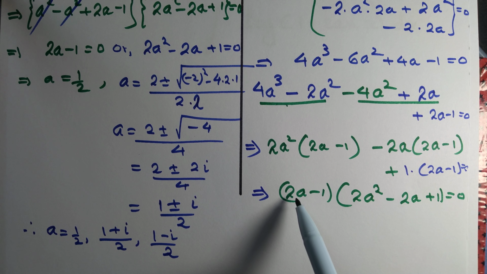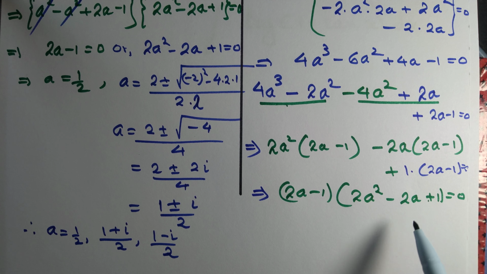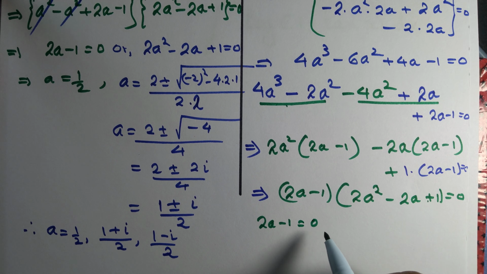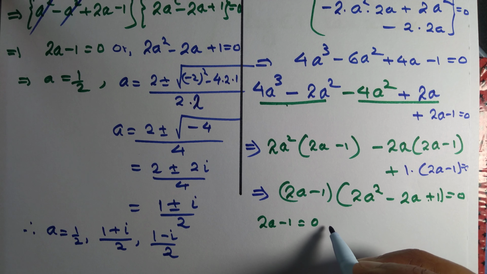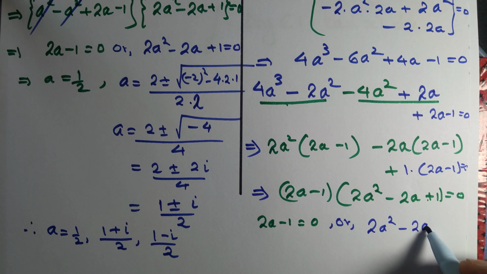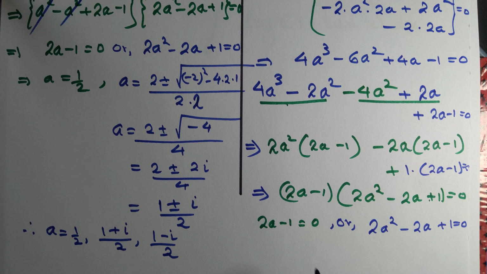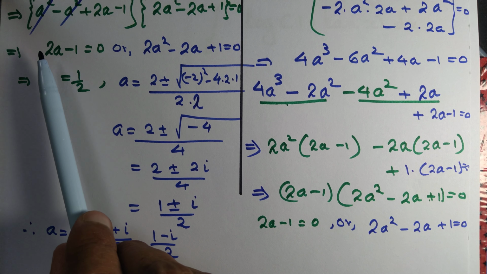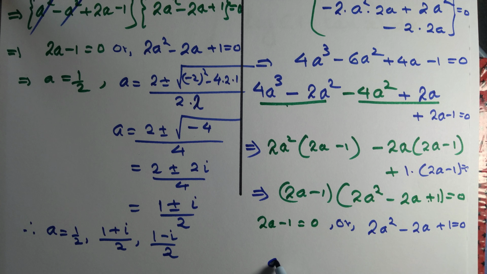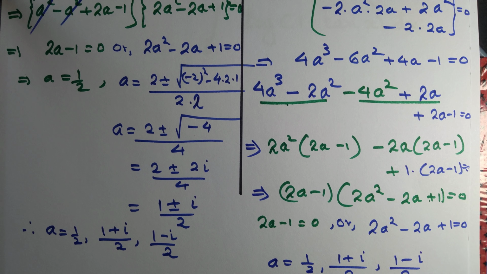Of course, once again, if a product of two numbers equal to 0, then one of them has to be 0. So 2a minus 1 equal to 0, or 2a square minus 2a plus 1 equal to 0. Okay, we got exactly the same expression. So a equal to half, 1 plus i by 2, 1 minus i by 2, and we are done.